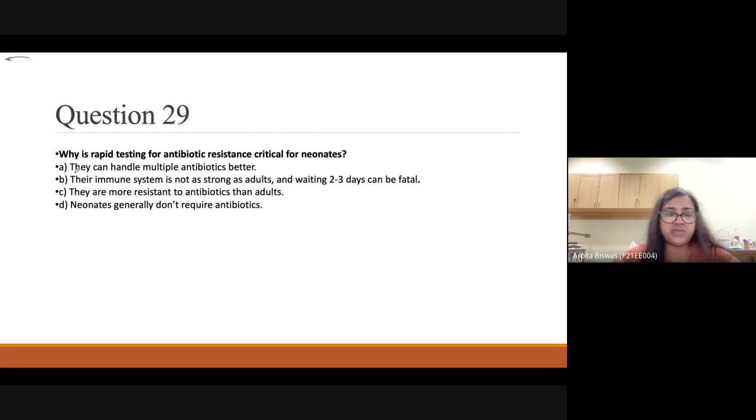Okay, so next, moving toward question number 29. Why is rapid testing for antibiotic resistance critical for neonates? So first option is they can handle multiple antibiotics better. The second option is their immune system is not as strong as adults and waiting for 2-3 days can be fatal. And the third option is they are more resistant to antibiotics than adults. And the fourth option is neonates generally don't require antibiotics.